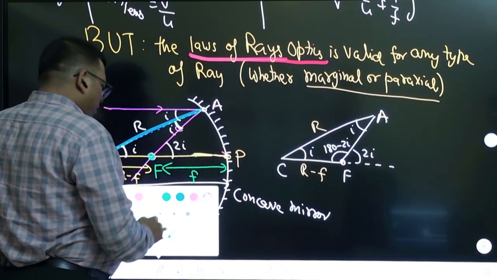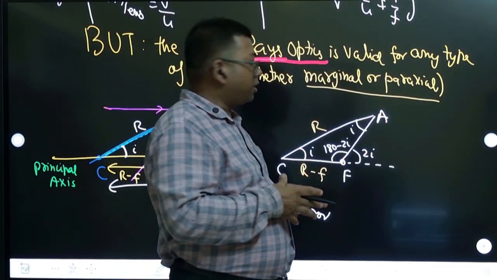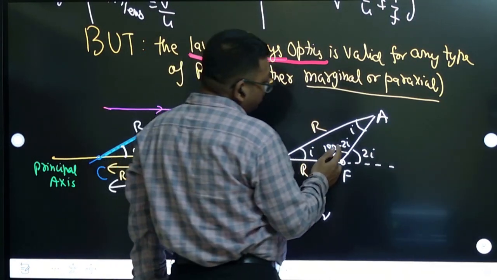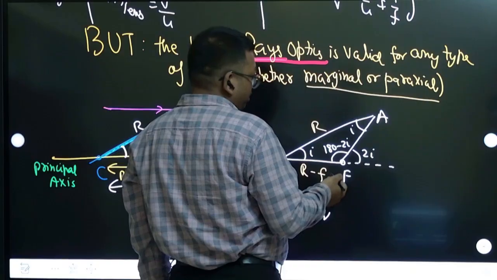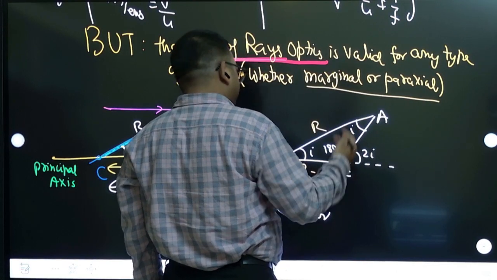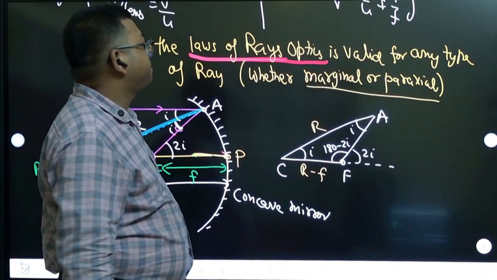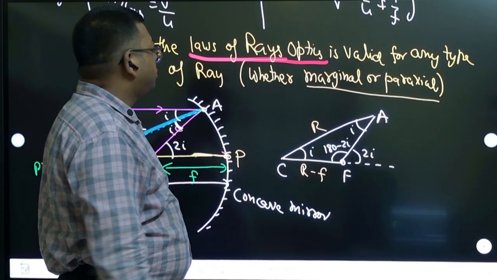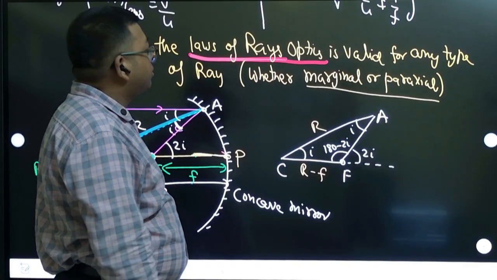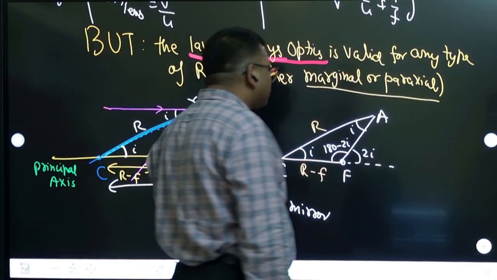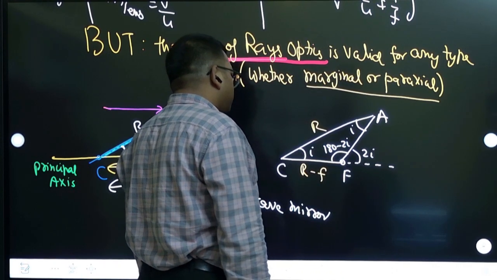So in this triangle you can apply the sine rule, or you can see this is an isosceles triangle. If this is r minus f, that will also be r minus f, isn't it? This is r minus f, and the angles are anyway equal at I. So what do you want to do from this triangle? I want to calculate f. So how to calculate f? This is an isosceles triangle.